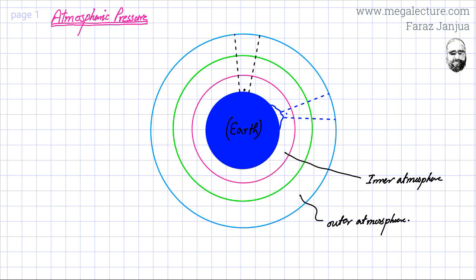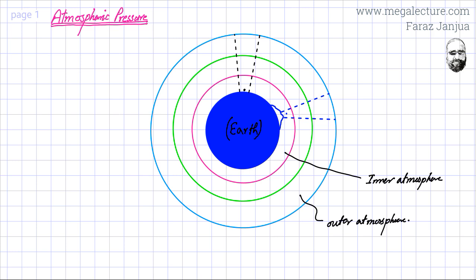What is atmospheric pressure? If this is our Earth, these are the rings of different kinds of gases that form our atmosphere. Heavy gases like oxygen and carbon dioxide are found very close to the surface. And then lighter gases like hydrogen and helium, they are in the medium part of the atmosphere. And on the extreme outer boundary, we have ozone and very lightweight gases over there.